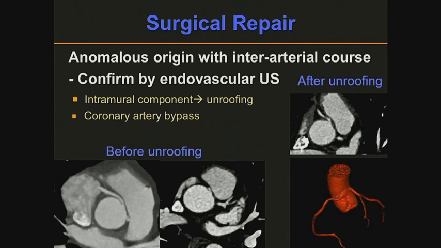Surgical repair, they can do coronary artery bypass grafts. Sometimes, if we can identify that this is traveling in the wall of the aorta, unroofing can be done. And this has to do with which center you are at, and if your surgeons are doing it. So this is before treatment.